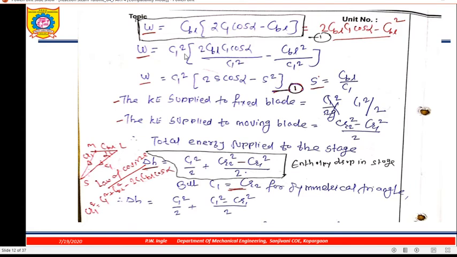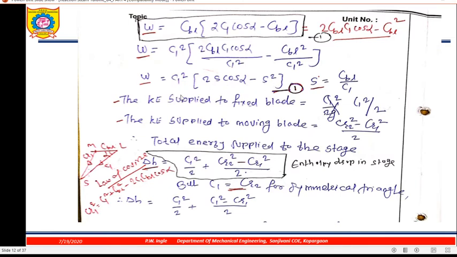If you take C1 square common, then you get twice CBL C1 cos alpha upon C1 square minus CBL square upon C1 square. This is just an adjustment to write the equation in the form of S. We have already discussed that S is the ratio of CBL to C1. So by putting S as CBL by C1, you can write the equation for work as C1 square in brackets 2S cos alpha minus S square.